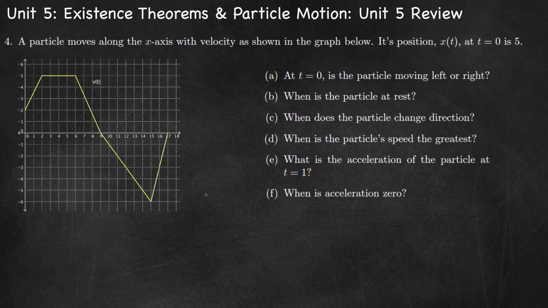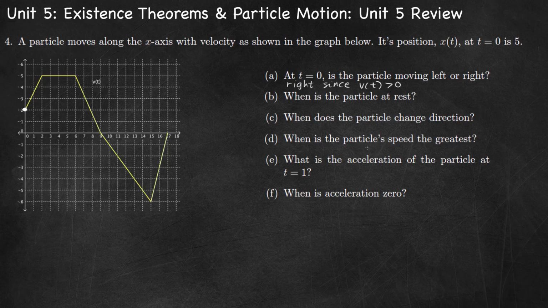Number 4, a particle moves along the x-axis with velocity as shown in the graph below. The position x of t at time t equals 0 is 5. At t equals 0, is the particle moving left or right? Well, we're looking at the velocity graph, and at time 0, the velocity is positive 2. And since the velocity is positive, the particle is moving to the right, since v of t is positive.